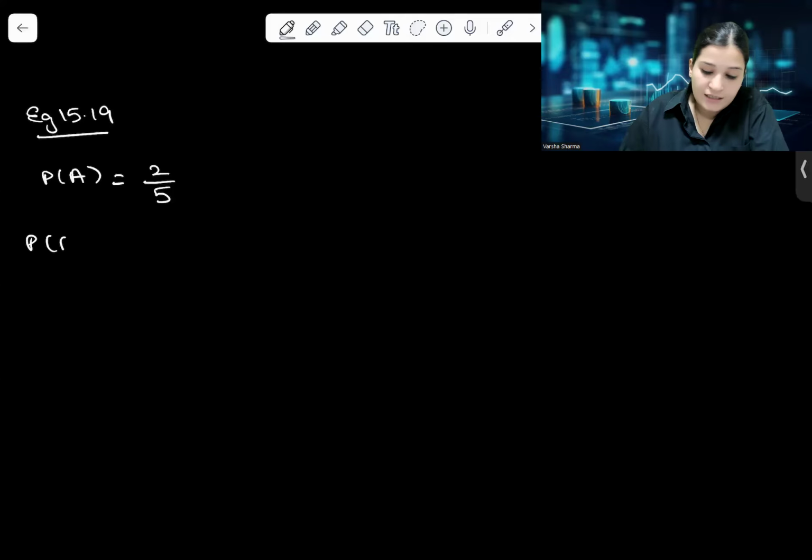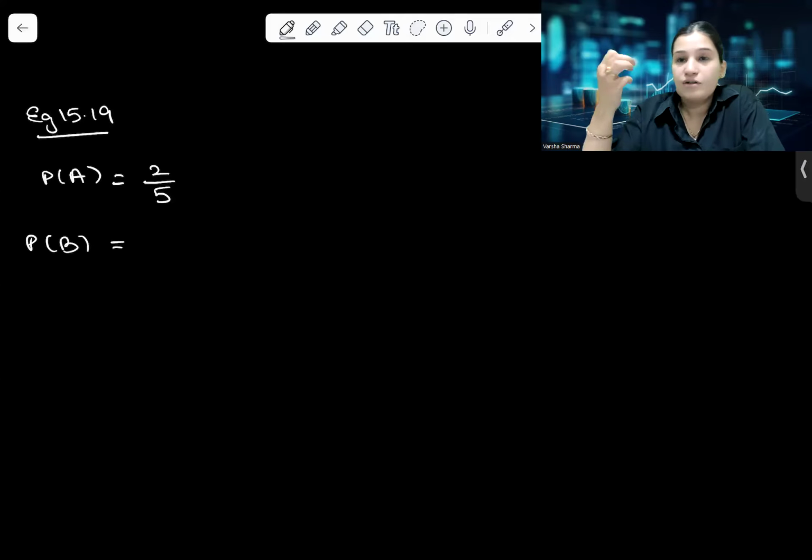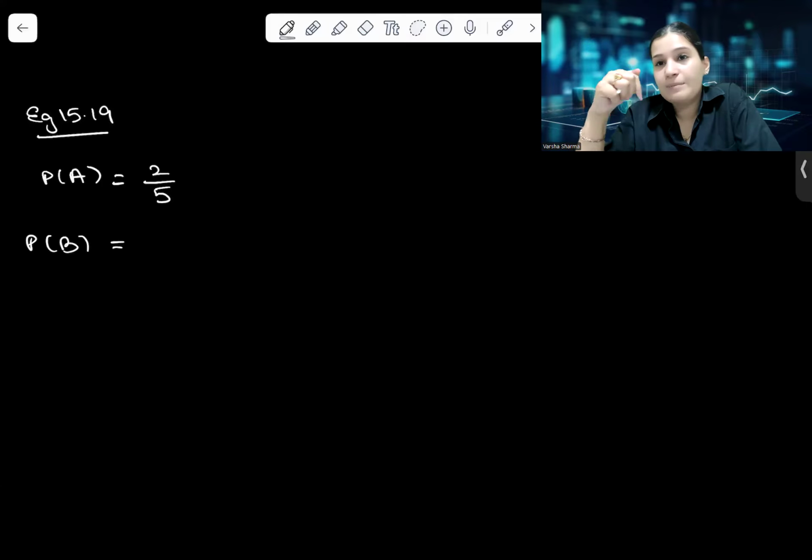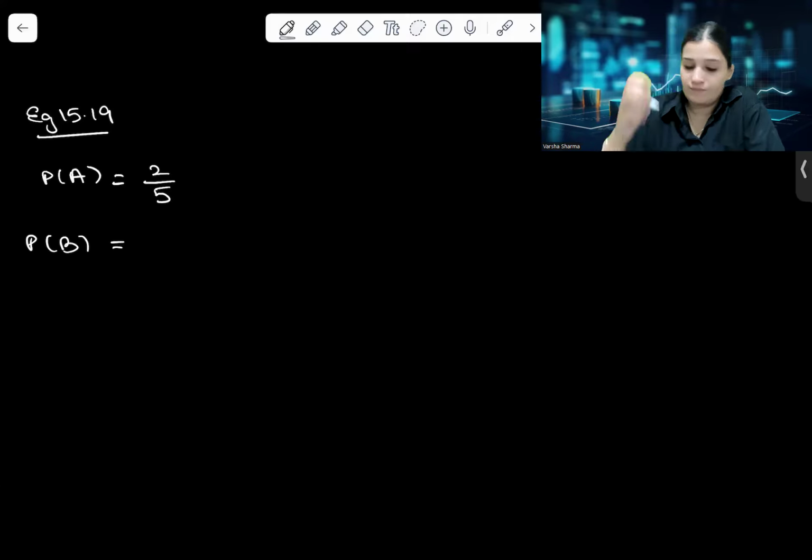Odds against another event is 3 by 7. So unfavorable 3, favorable 7. So total 10. Probability will be favorable by total, so 7 by 10.